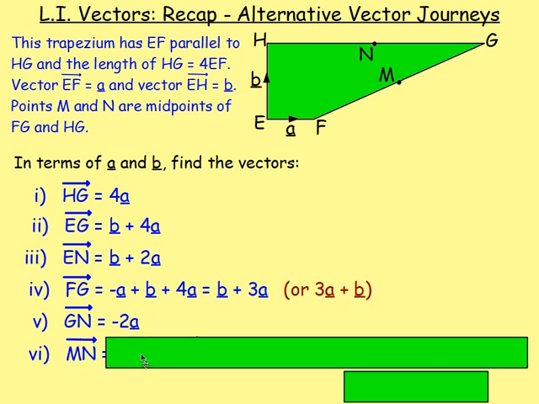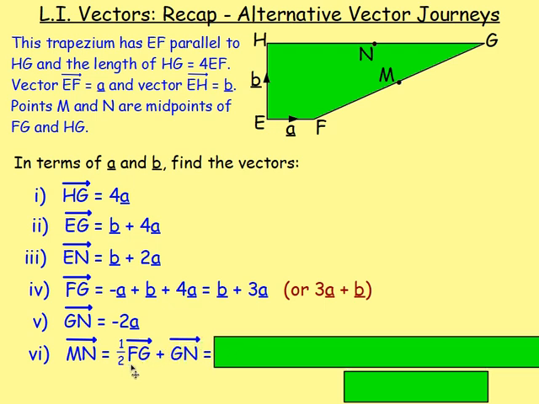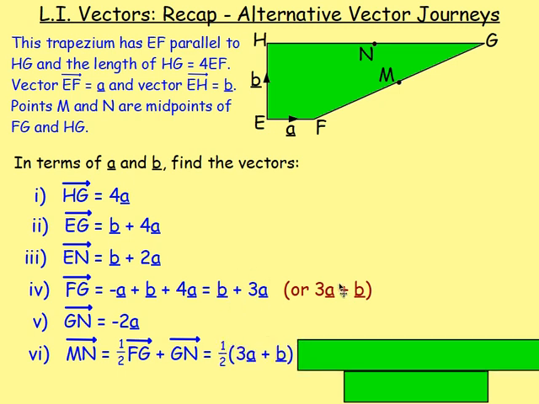And the last one, if we're going from M to N, well, we don't know the vector for M to G. But what we do know is that earlier we wrote down the vector from F to G. So here is the vector from F to G, and because M is the midpoint, we know it's going to be half of the vector from F to G. So we've got half FG, plus, and then again to go from G to N, you would have that vector there. Half FG is going to be half of this answer here. So it's half of 3A plus B.